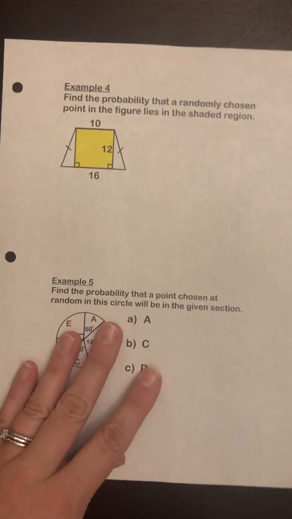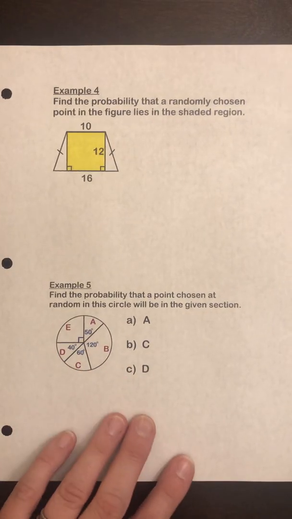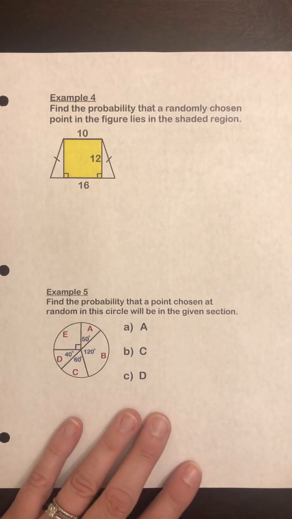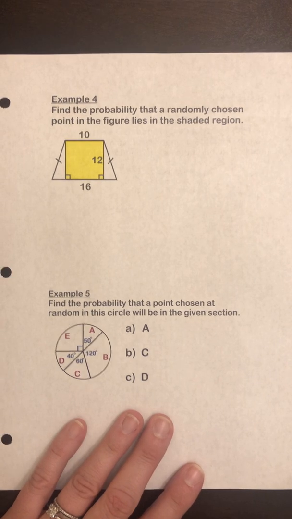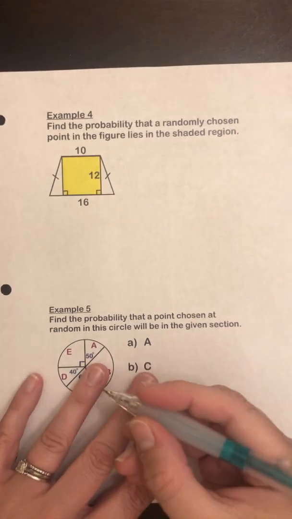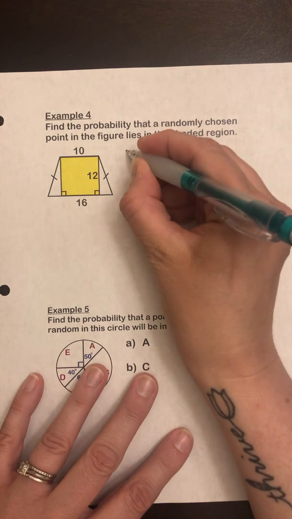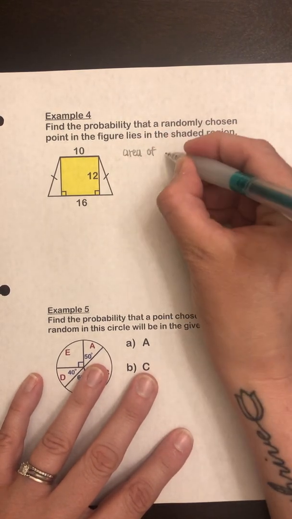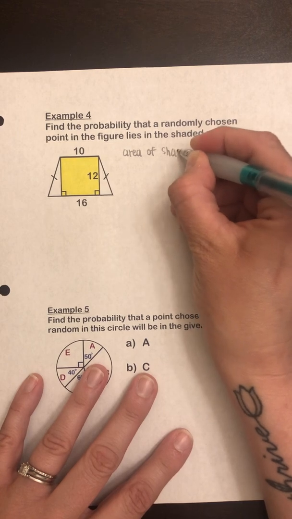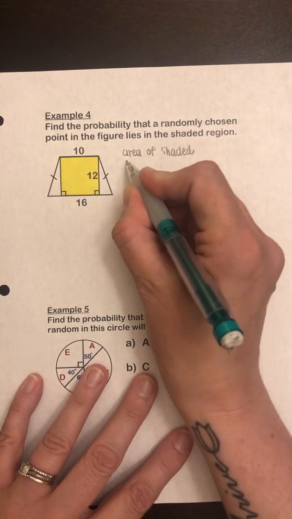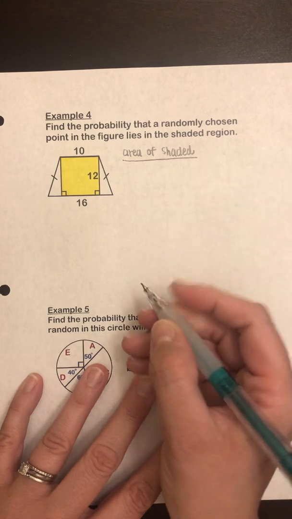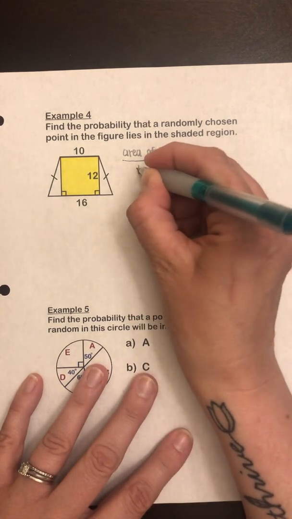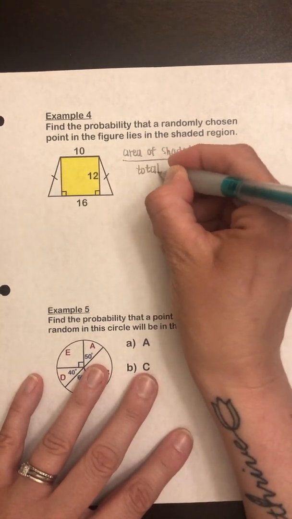Okay, so let's take a look at example 4. It says find the probability that a randomly chosen point in the figure lies in the shaded region. So this is going to start off a lot like the last one did. I'm just going to write area of shaded region. I'm going to leave off the word region because I'm going to run out of room. Area of the shaded part over the total area.